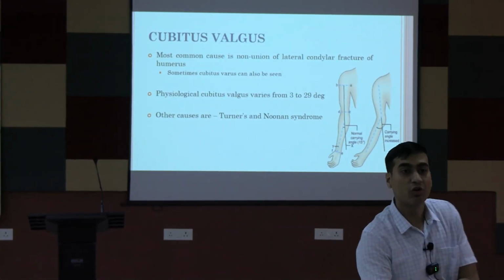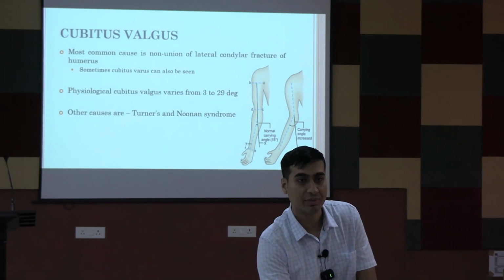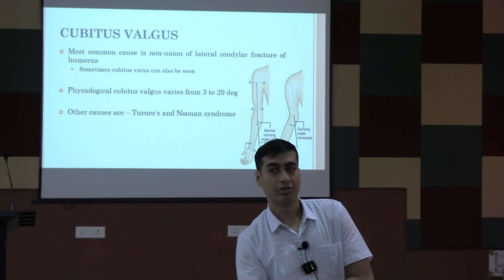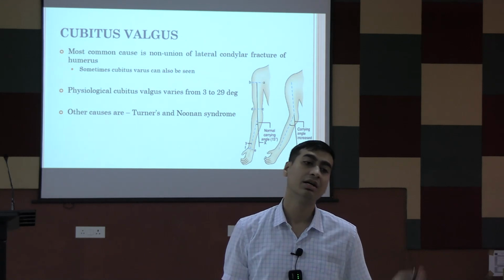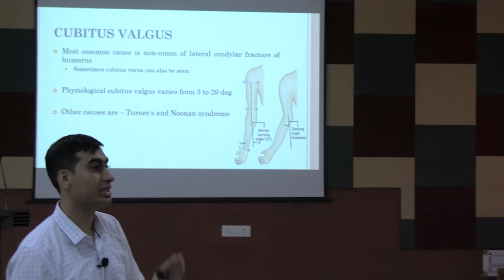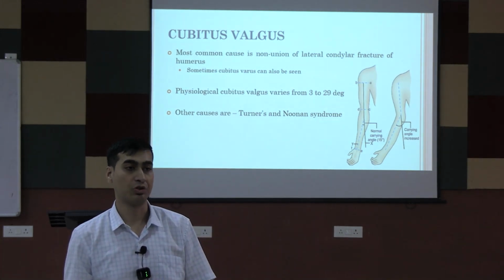When there is a medial overgrowth and the lateral is not growing that much. When the medial is growing this much and your lateral is not growing, it will result in a valgus deformity. The most common cause is a lateral condyle fracture. Lateral condyle fracture is the second most common fracture around the elbow after the supracondylar humerus fracture.